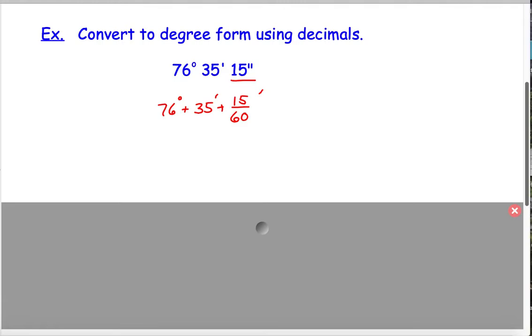Using a calculator would probably make life a lot easier. 15/60ths happens to be 1/4, so that's 0.25. So I could write this as 35.25 minutes, 76 degrees. And then, 35.25 minutes is what fraction of a degree? That's 35.25 sixtieths of a degree.